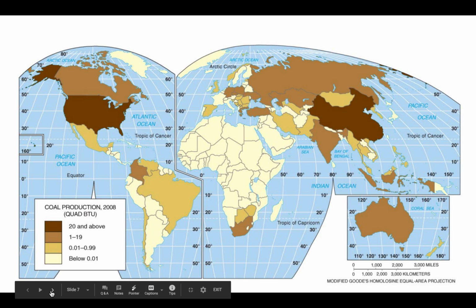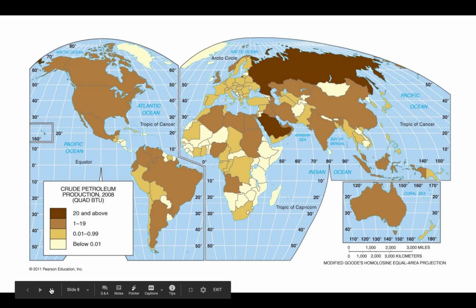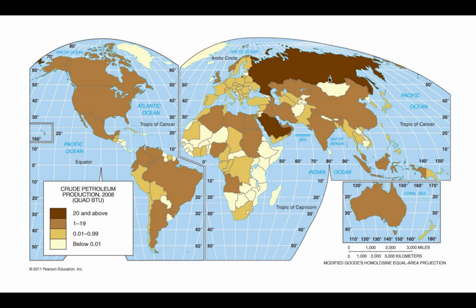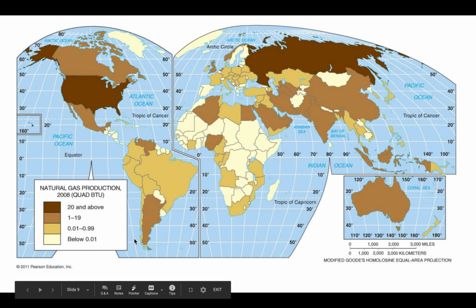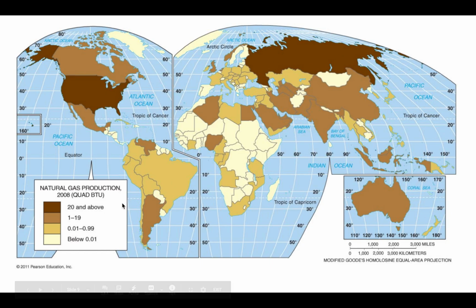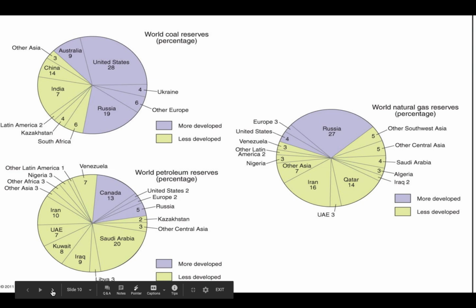Coal production is highest in both the United States and China. Crude production is highest in Saudi Arabia and Russia. We look at natural gas, again, reserves in Russia and the United States. Natural gas in the United States is mostly used for heating houses. Coal is often used for heating large factories or buildings, skyscrapers. We look at the world coal reserves.